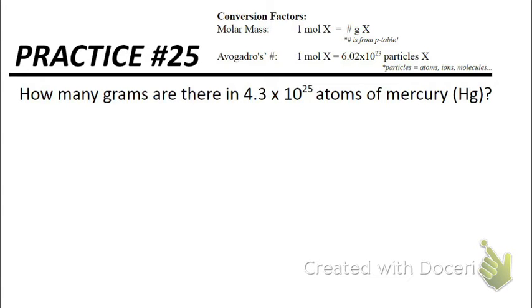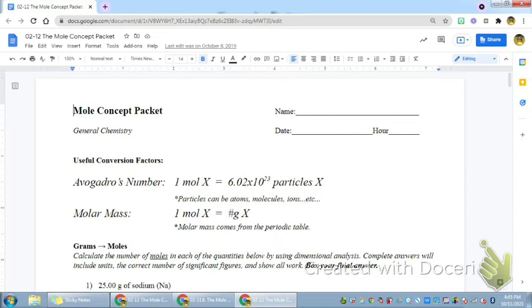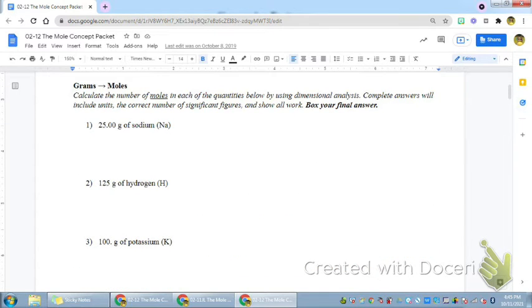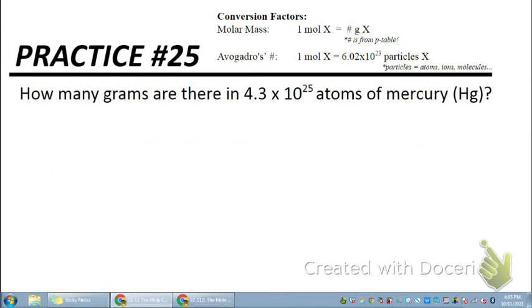Before we get started, make sure that you have your mole concept packet out, and we're at question 25. If you'd like to look at the simpler calculations earlier on, I've made 4 other videos that go over the steps of solving those. So be sure to check those out before you do this problem. You're going to need that packet, a pencil, a calculator, and your periodic table.